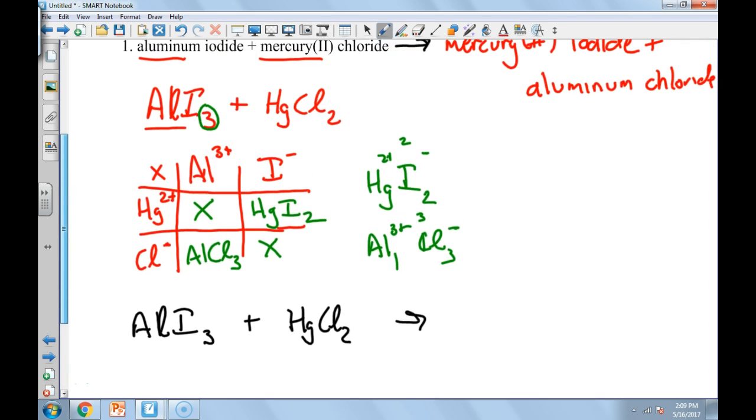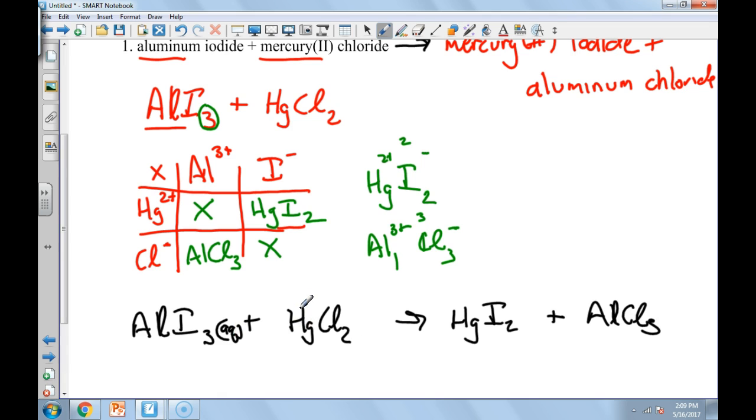And then we go HgI2 plus AlCl3. Okay, now this, then, the reason why I like doing it this way is because now this can lead into solubility and doing net ionic equations and things like that. So let's see, aluminum iodide, is that soluble or aqueous? This is aqueous. Okay, and so I would write the state there.